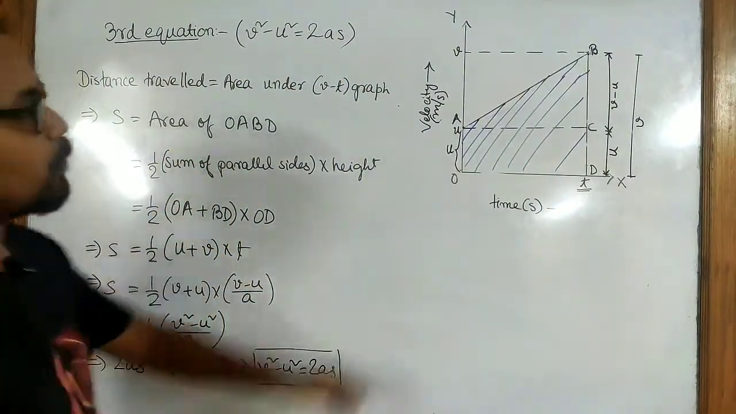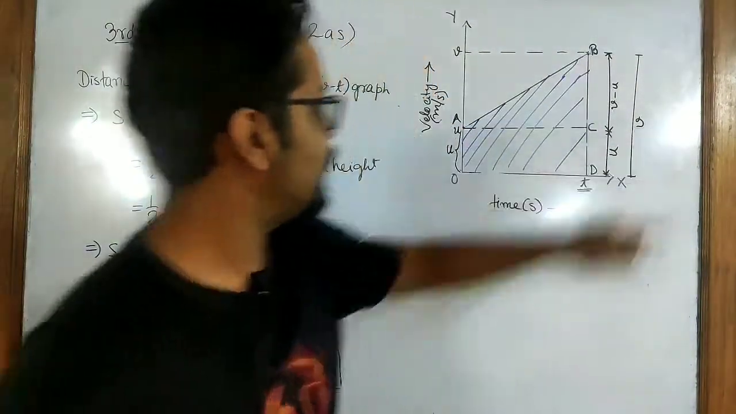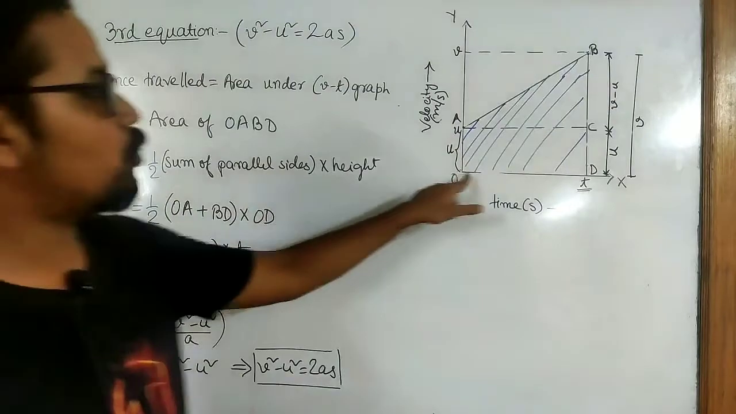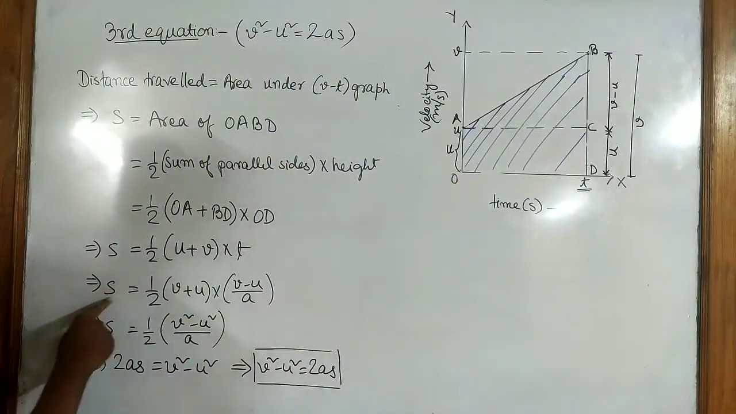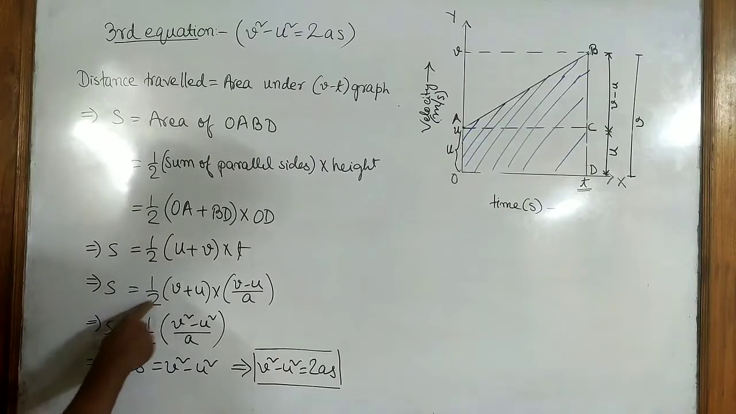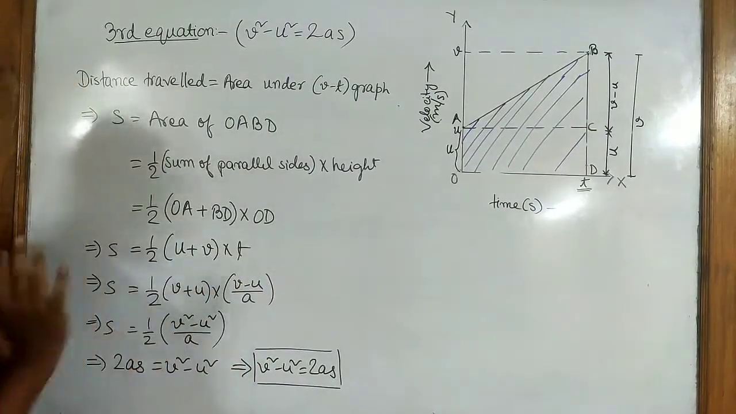So what is OA? OA is U. What is BD? BD is V. So we have written V. And what is OD? OD is the time. So we have written time. And at last we have written S is equal to half into (U plus V) into this one. This thing we have kept the same.